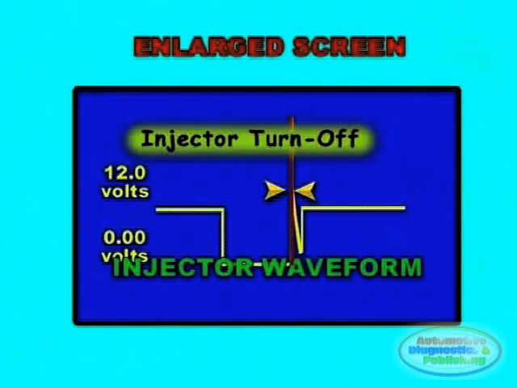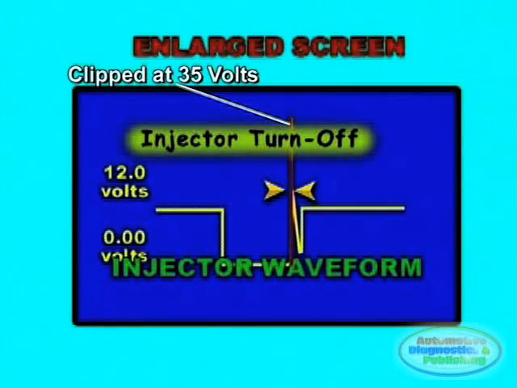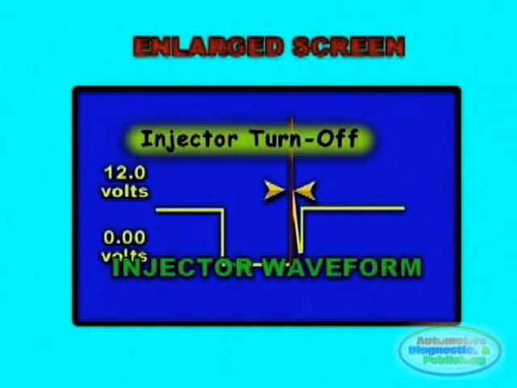The final part of the injector voltage waveform is the injector turnoff point. This is a vertical line, normally clipped at the top to around 35 volts, and denotes the collapsing magnetic field of the injector coil. If the spike is too low, it is indicative of shorted injector coil windings. But oftentimes this vertical spike is clipped by the internal circuitry of the ECM to around 35 to 45 volts.